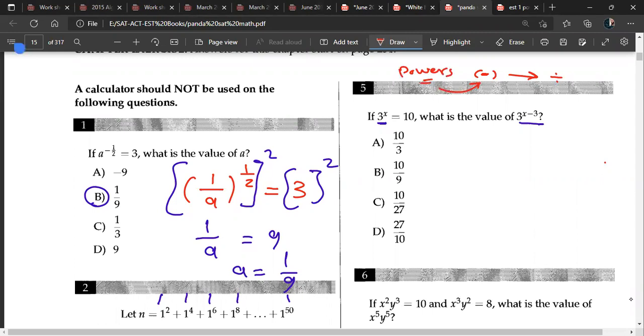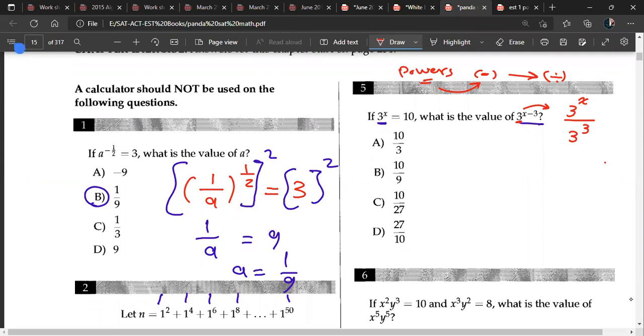Okay, so here we have to divide. If we do a separation of the required, it will be 3 power x over 3 power 3. Why? Because when we divide with the same base, we subtract powers. So here 3 is the same base, and it will be x minus 3.